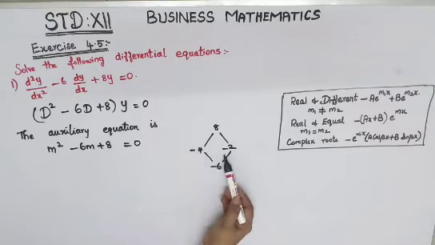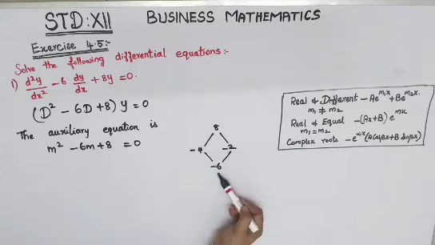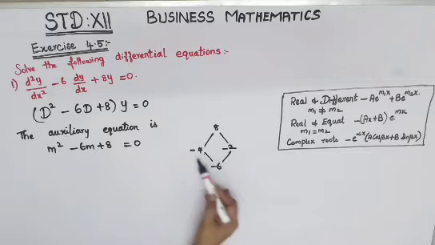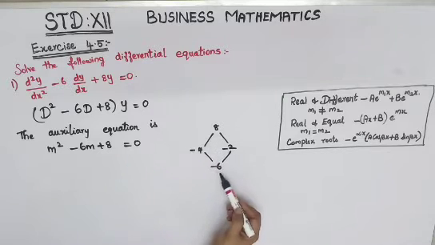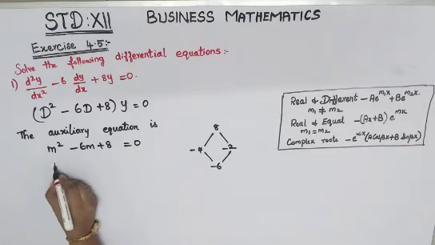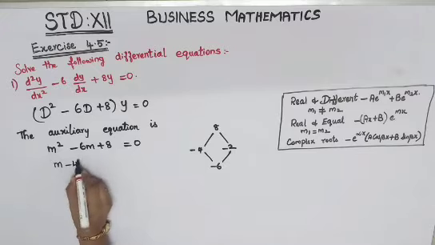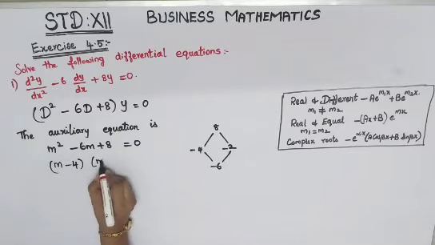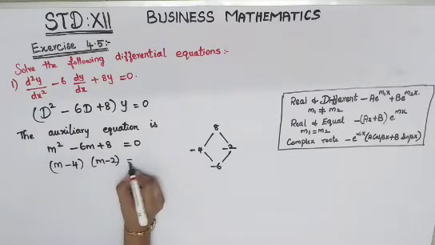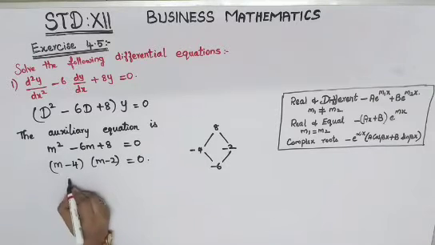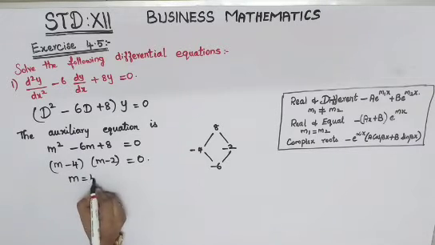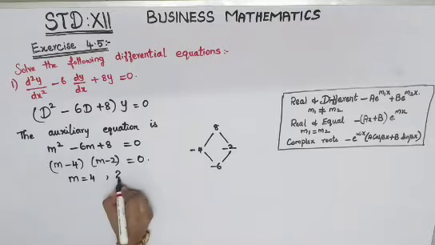Now adding, both minus is there, so just add and put the same symbol. So adding you will get your 6, the symbol is minus. So both the values are satisfied. So now you can write it as (m minus 4) into (m minus 2) is equal to 0. So the values are m is equal to 4 and 2.